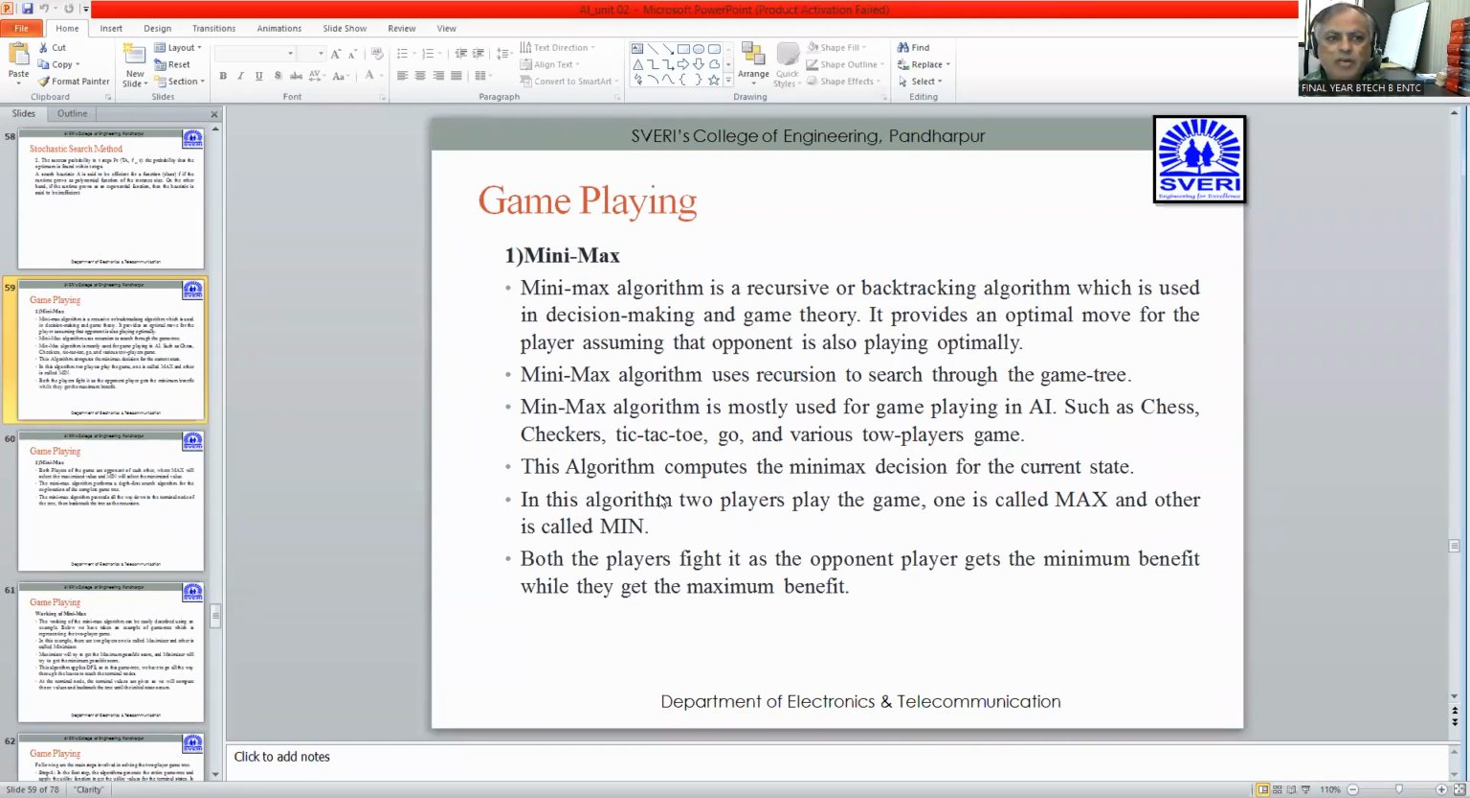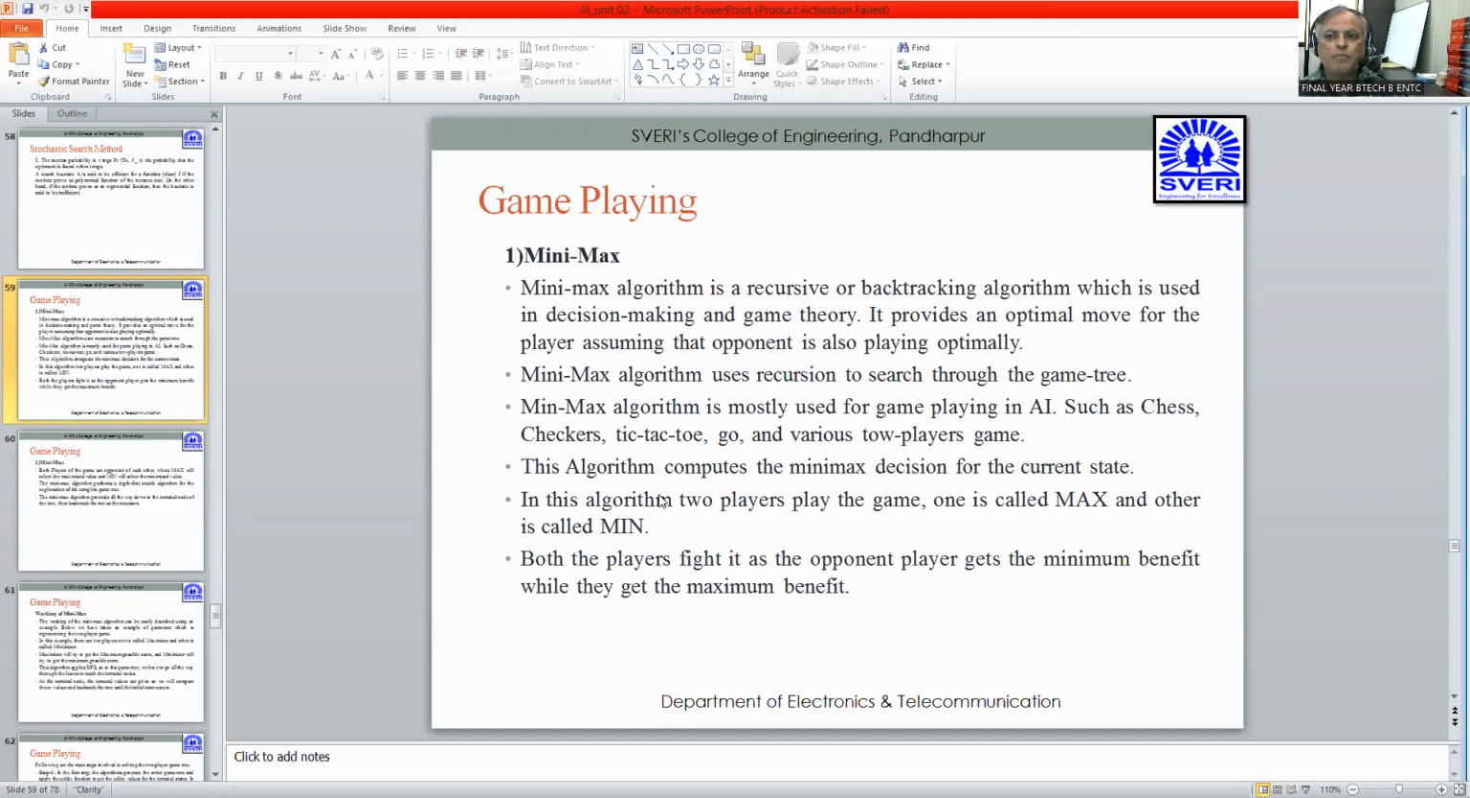So we are in unit number 2, problem solving through search. We have seen different types of search techniques: uninformed search techniques, heuristic search techniques, and stochastic search techniques. And after seeing all this, we are now looking at what kind of search techniques have been used in game playing.